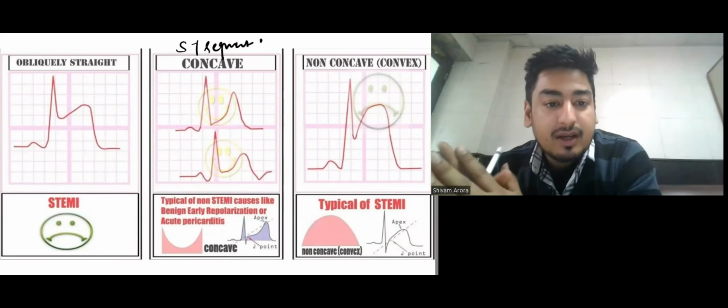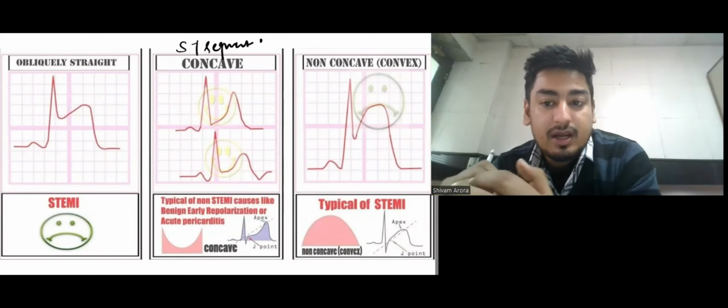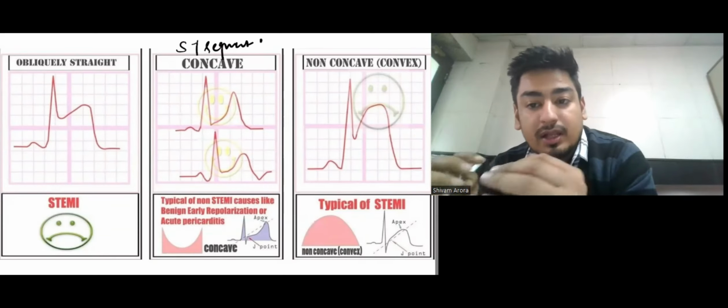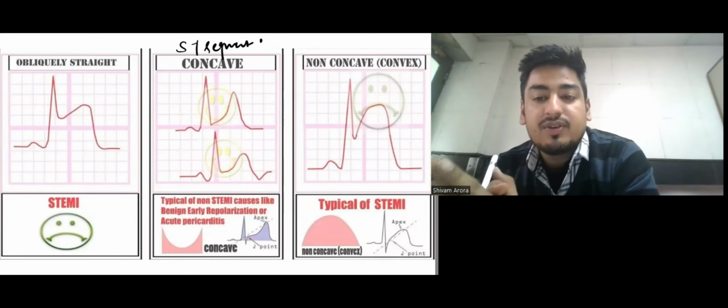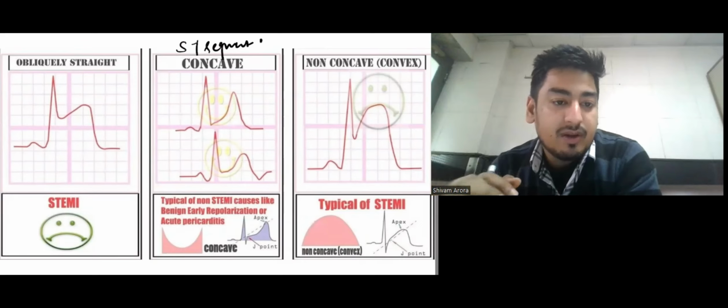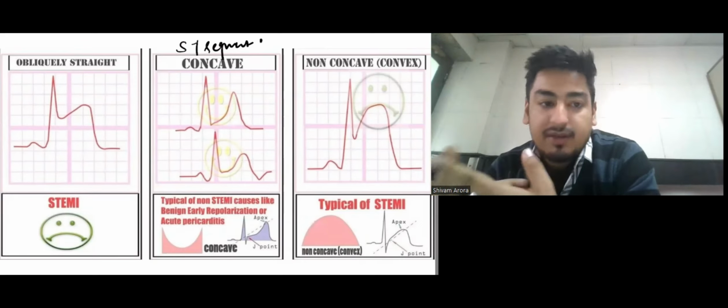So now you will tell me in the comment section how you can differentiate between the pain of a STEMI and the pain of pericarditis. Because there are multiple causes of ST elevation, but pain will not be there, so we will not get confused between STEMI and that particular cause. But in pericarditis, again, the pain would be there.